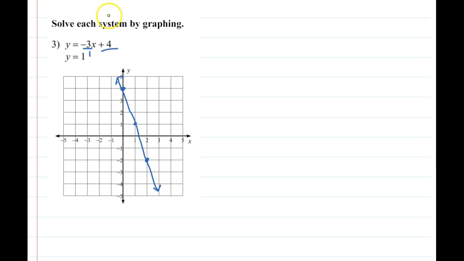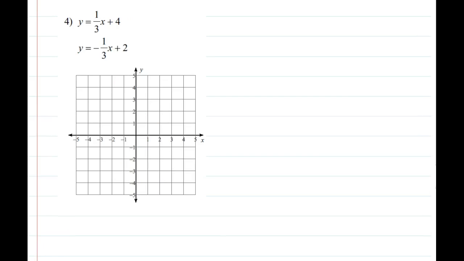And then my next line, y equals 1, that's a horizontal line going through the y-axis at 1. And so we want to look to see where they cross. And so they cross at 1, 1.